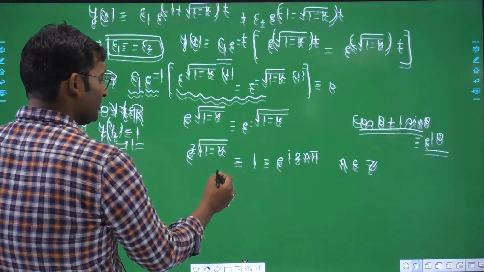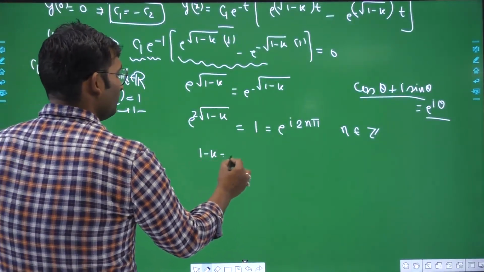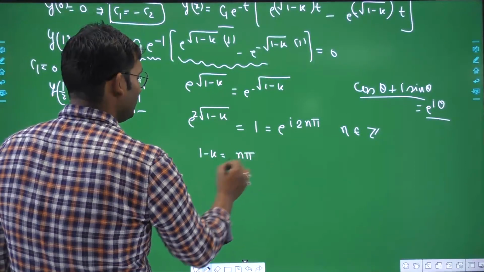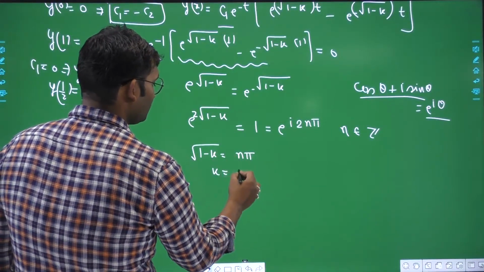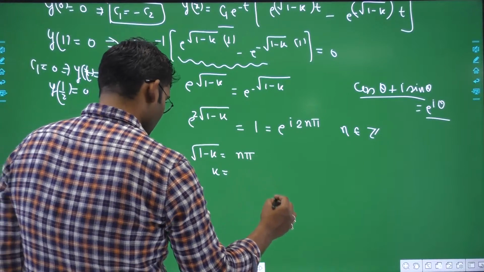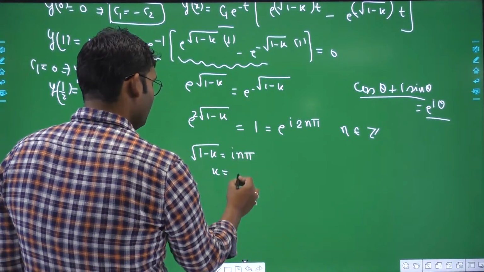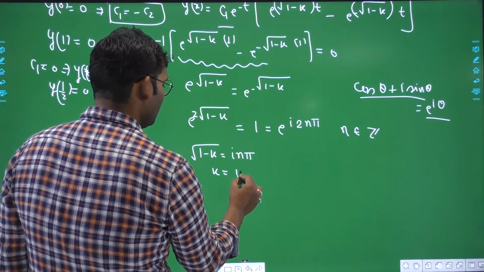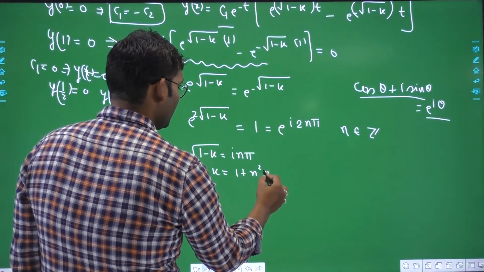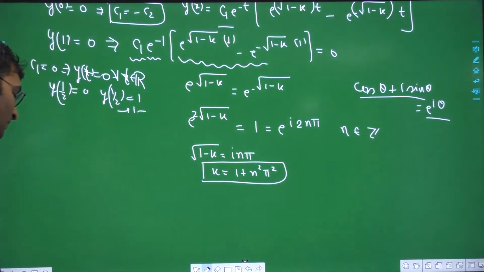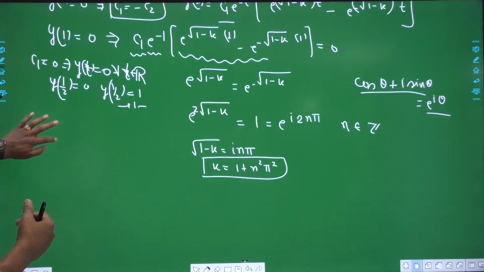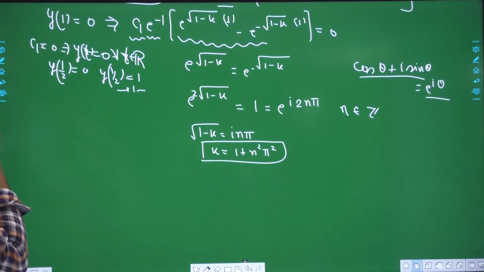Okay, so what does this mean? This means root over 1 minus k will be equal to n pi. That implies k will be equal to, sorry, root over 1 minus k is iota n pi. So k will be equal to what? k will be equal to 1 plus n square into pi square.